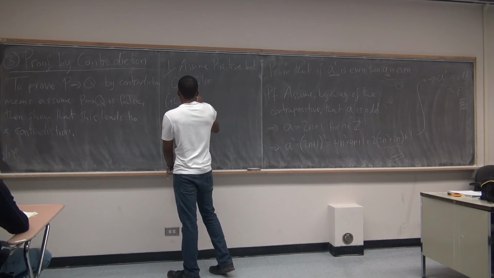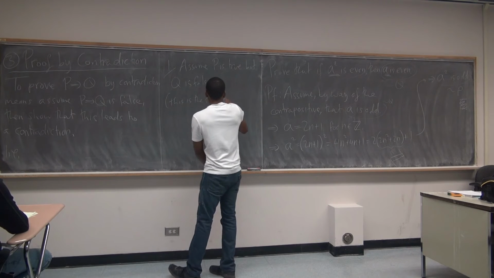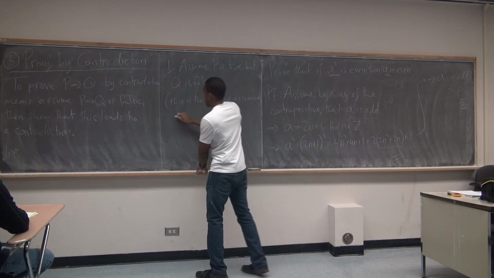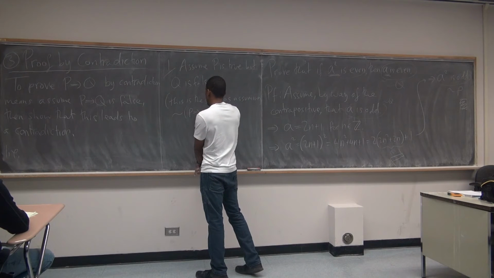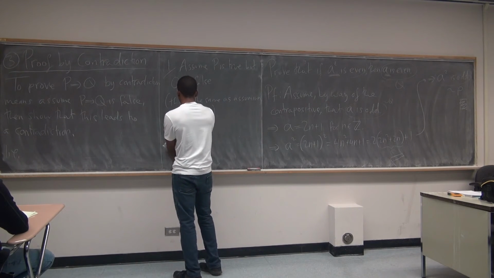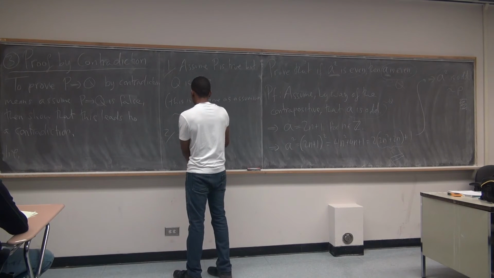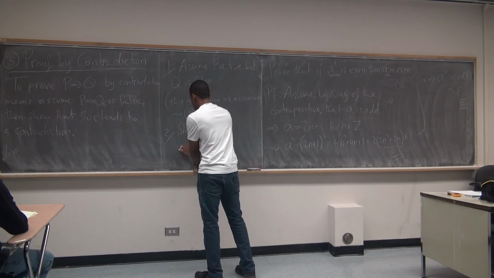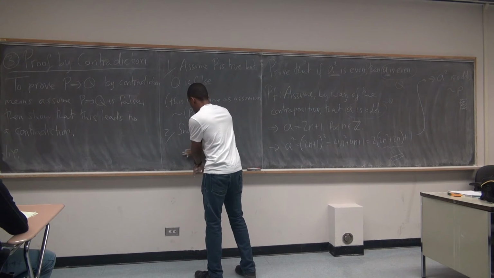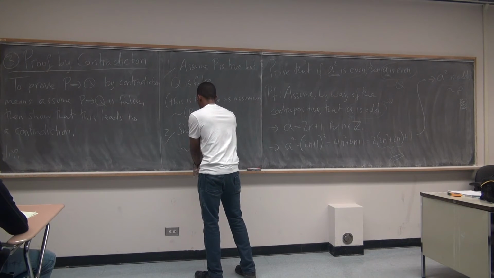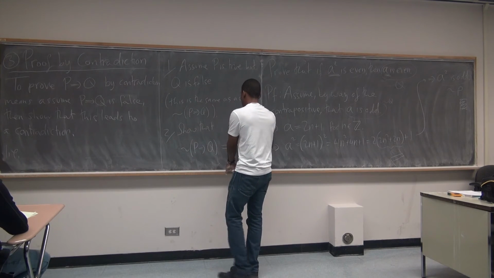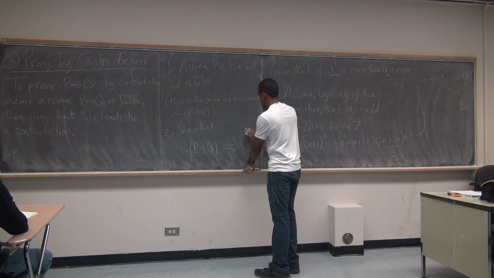This is the same as assuming not (P implies Q). And so the second thing you'd want to do is to show that this assumption actually leads to C, which is a contradiction.